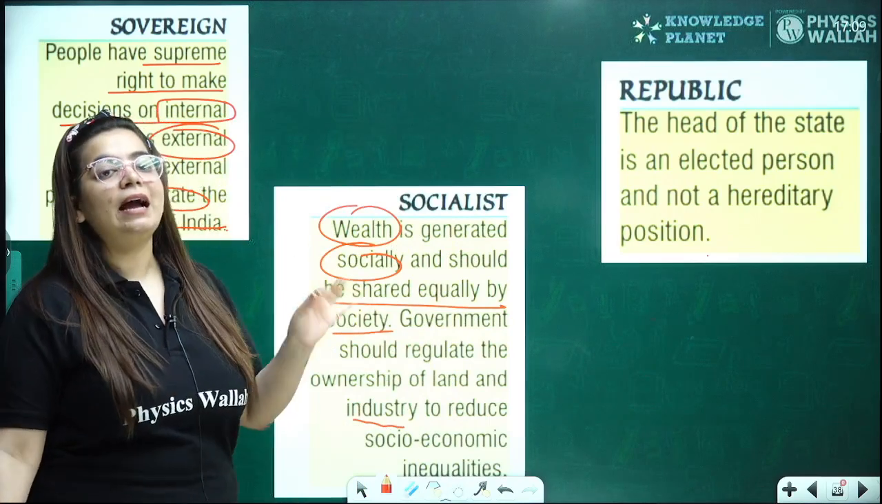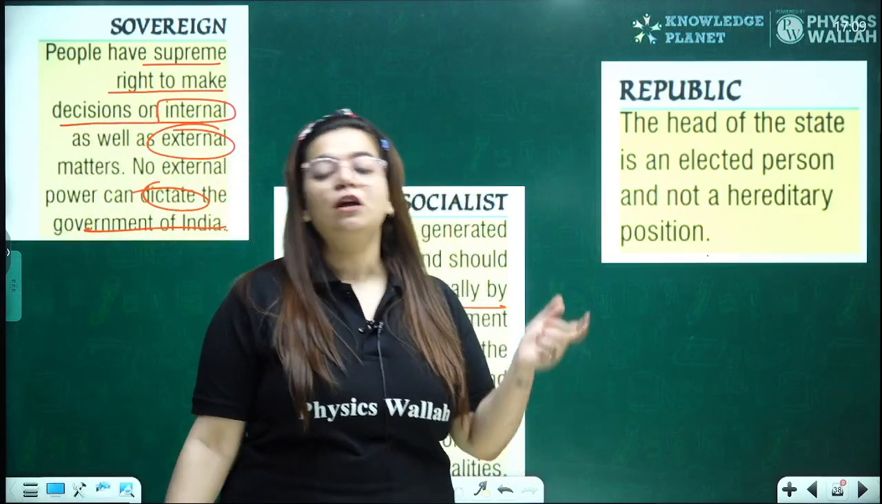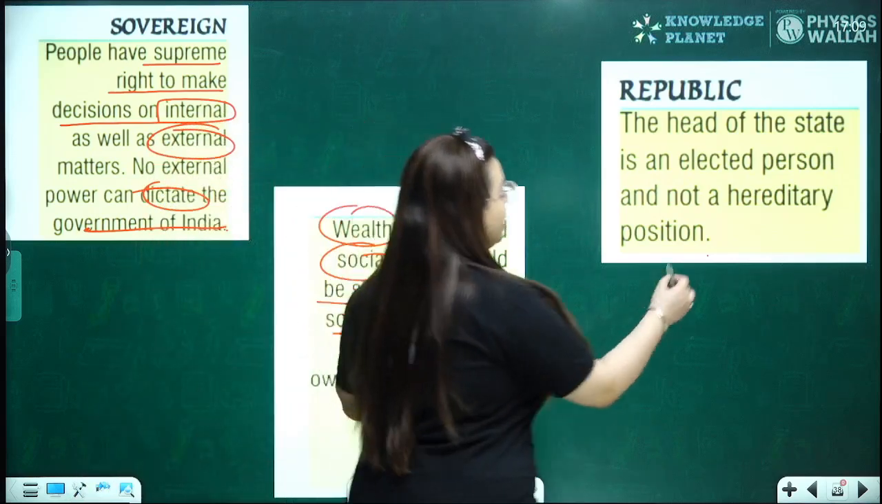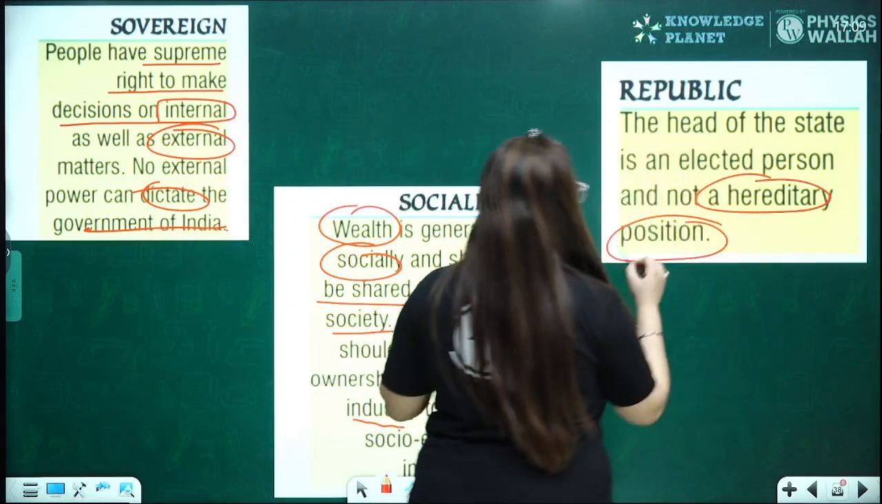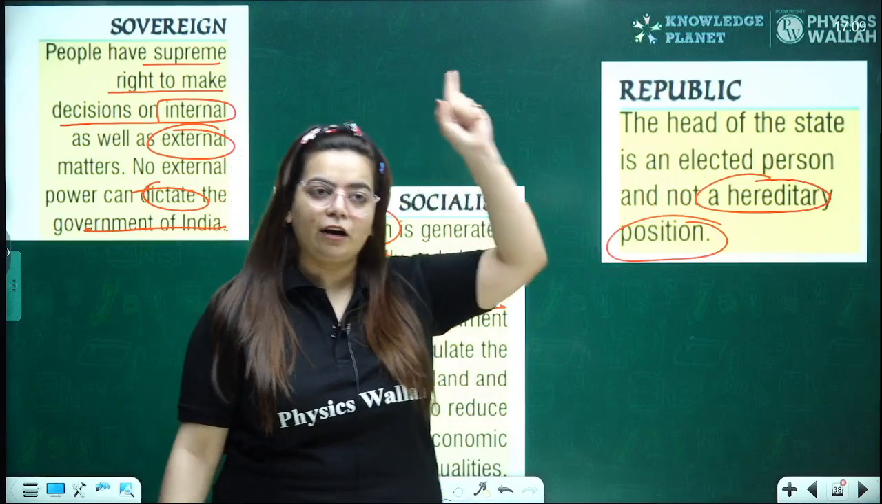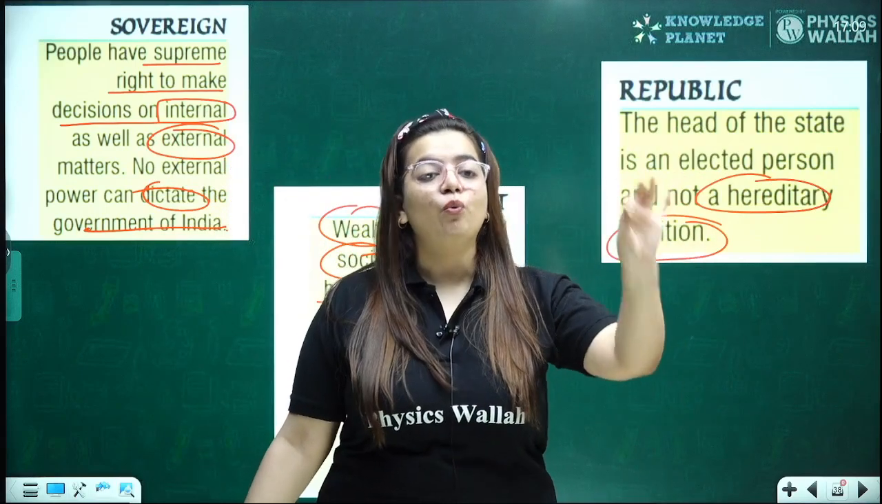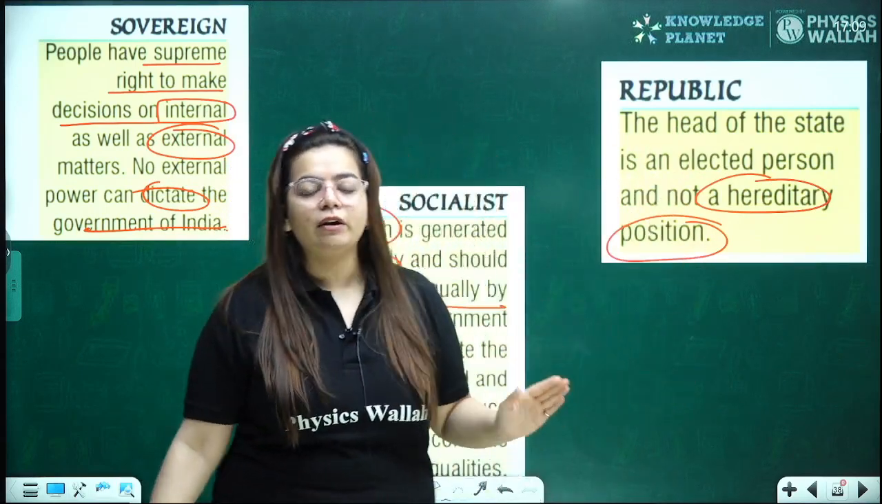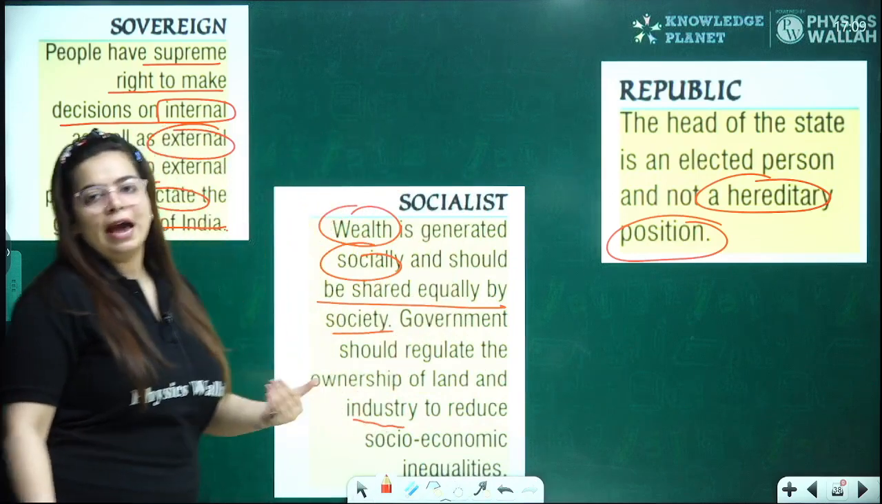Republic means the head of the state will be an elected person, not a hereditary position, whereby no king or queen can rule in a democracy. Republic itself means the head of the state will be a person who will be elected by the people, not a power which is coming from heredity.